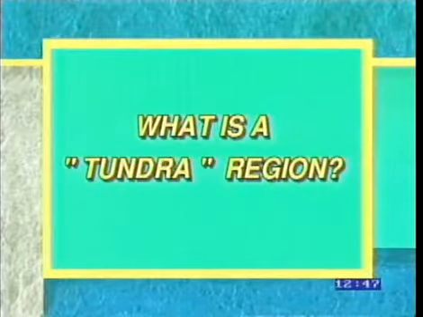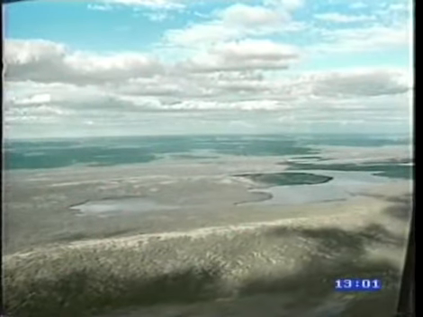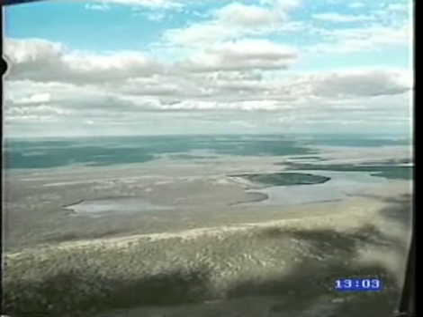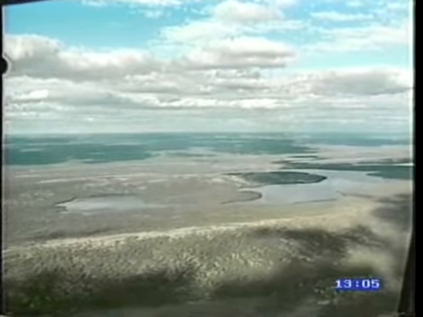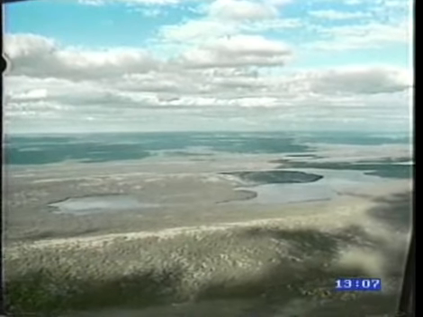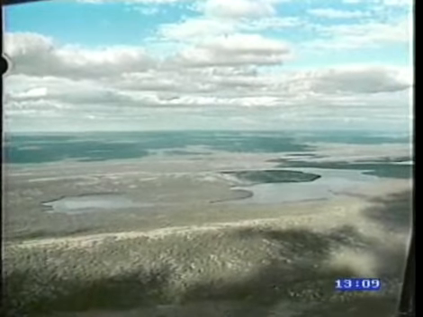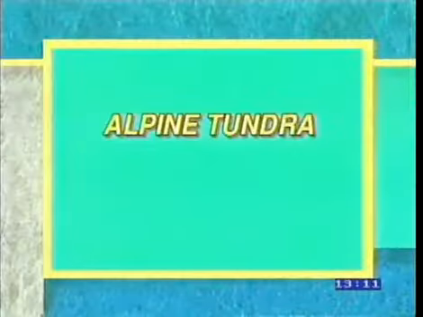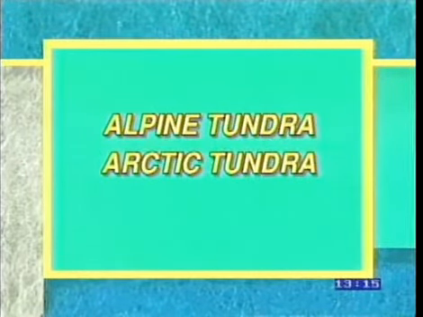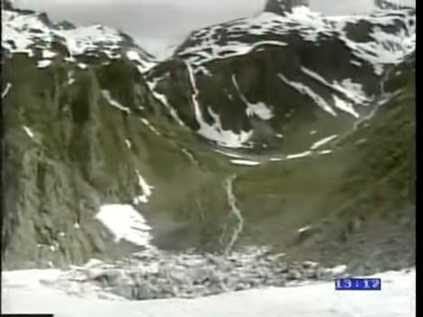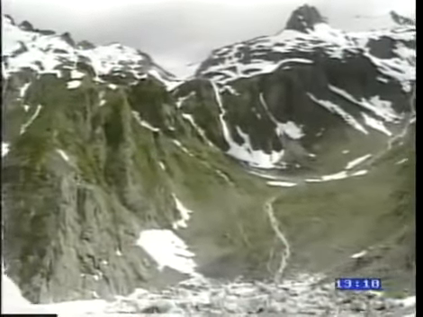What is a tundra region? The term tundra refers to a cold region that is characterized by low vegetation. Plants are limited in number in these areas because of the climate. There are two types of tundra regions: alpine tundra and Arctic tundra. Alpine tundra occurs at high elevations above the timberline. The timberline is the upper limit of tree growth on a mountain.